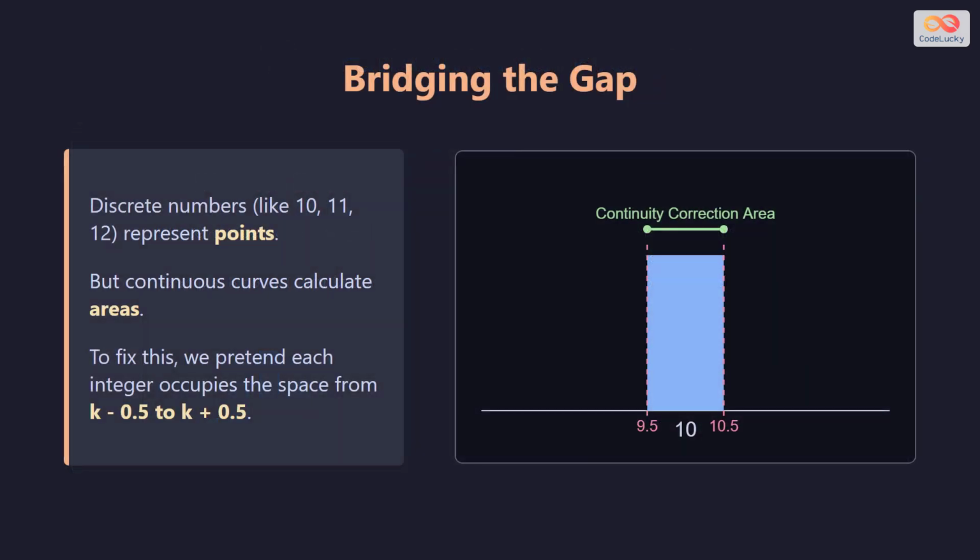Here is the key visualization. In the discrete world, the number 10 is just a single point on the number line. But the continuous curve calculates probability as an area, not a point. So, to give the number 10 some width, we pretend it occupies the space from 9.5 to 10.5. We essentially draw a box around the integer, extending it by 0.5 on both sides.